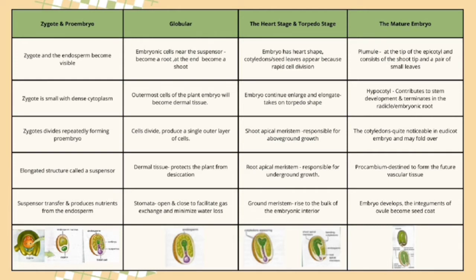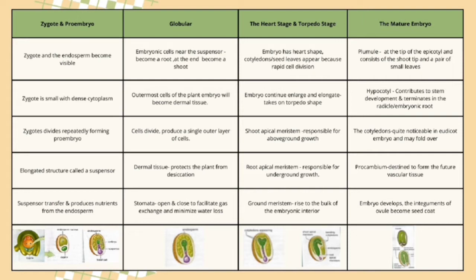Next is the heart stage and torpedo stage. The embryo has a heart shape. Cotyledon seed leaves appear because of rapid cell division. The embryo continues to enlarge and elongate and takes on a torpedo shape. The shoot apical meristem is responsible for above-ground growth, while the root apical meristem is responsible for underground growth. Ground meristem functions to give rise to the bulk of the embryonic interior.